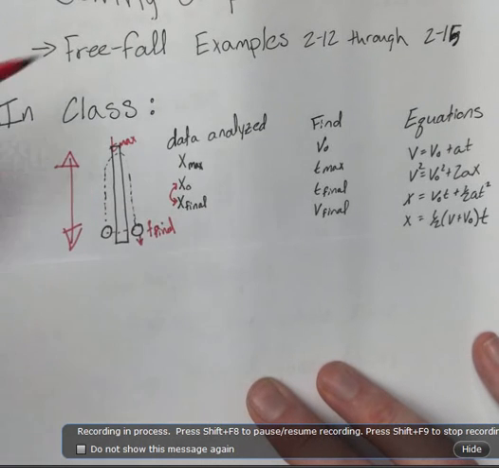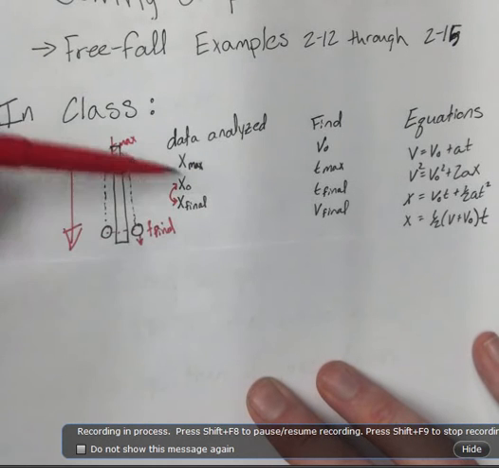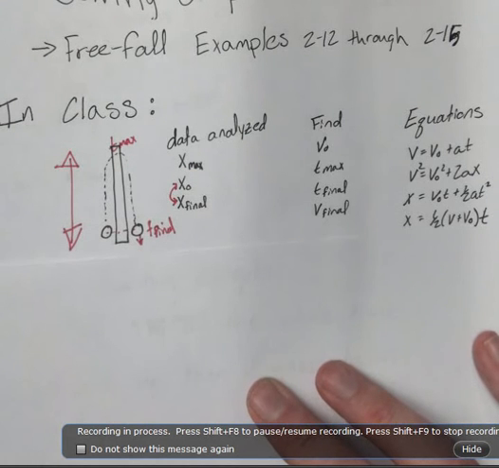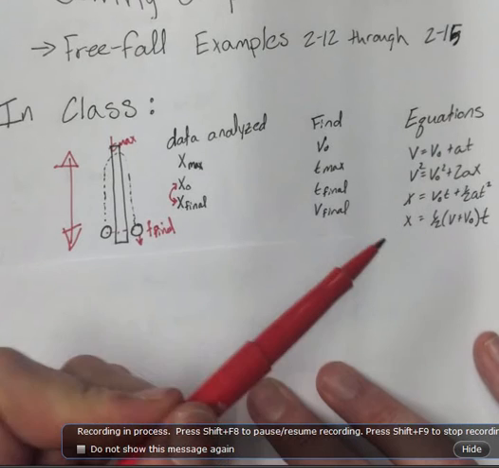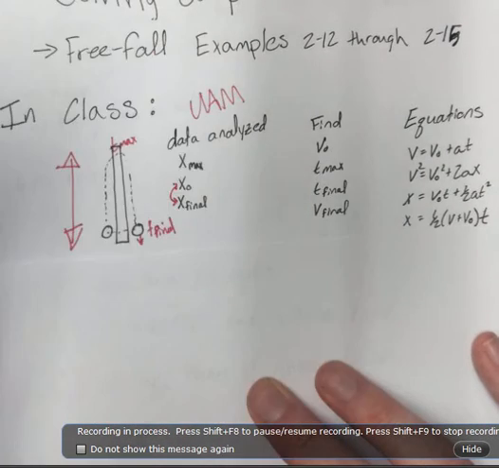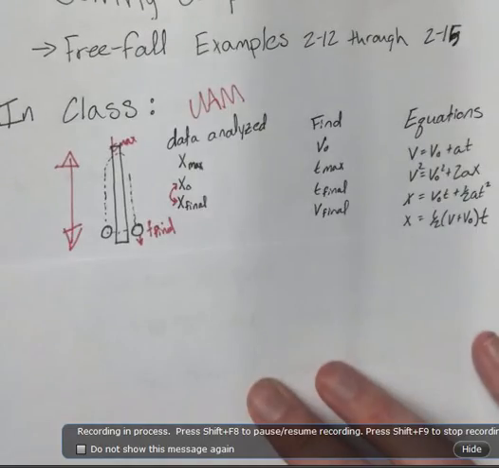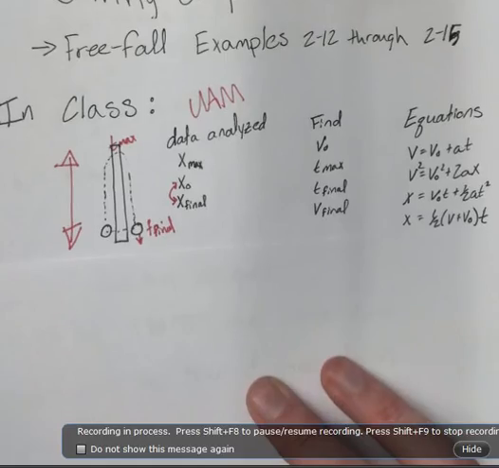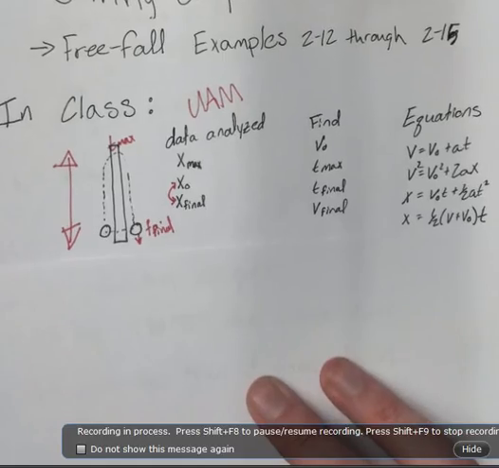And I told you that in addition to the data that you analyzed, you are going to be using the kinematic equations for uniform accelerated motion, because that's exactly what this is. This is uniform accelerated motion. We know that gravity is the uniform acceleration that the ball is experiencing.